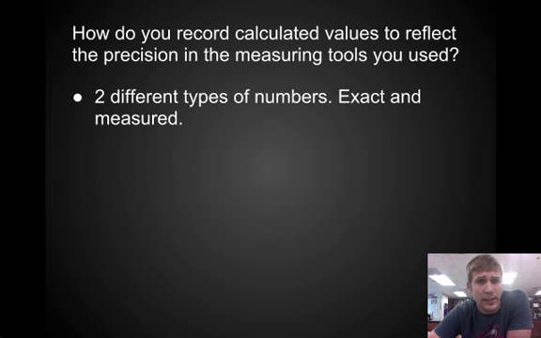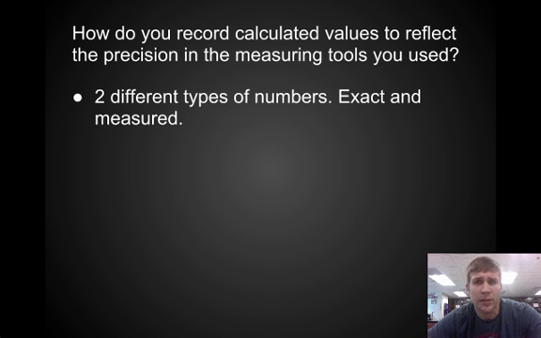There's exactly 18 kids. Whereas if I measure something, if I say a piece of string is 13.4 centimeters long, that's a measured value. I know that 0.4, that last number, is an estimate, so that makes it different than that exact number when we counted the number of kids. So when we're calculating numbers and we're thinking about reflecting the precision of the tools that we use, we're only going to do that for measured values, not exact values.